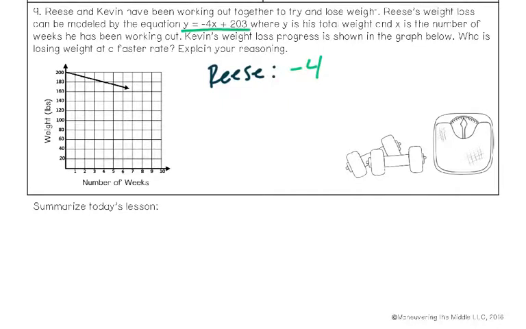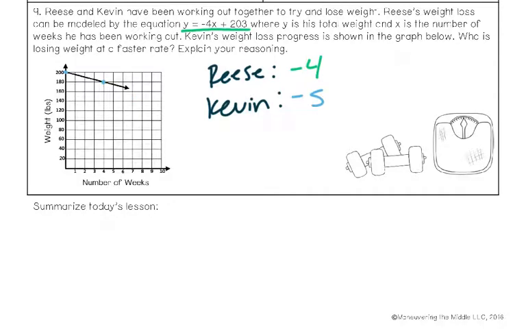So we need to determine the slope from this graph. We're going to do that by counting from point to point. Kevin started out weighing 200 pounds, and after 4 weeks, he weighs 180. Since the graph is linear, I can tell you that he's losing weight at the same rate each week. Go ahead and tell me, what is the rate that Kevin's losing weight? You can use your slope formula, or you can count down 20 over 4. 20 divided by 4 is 5, and since he's losing weight, it's a negative.